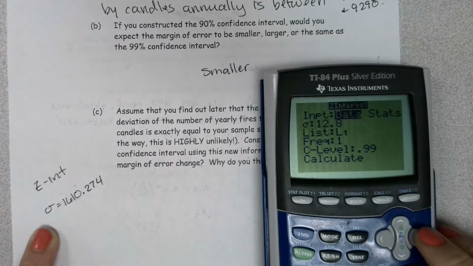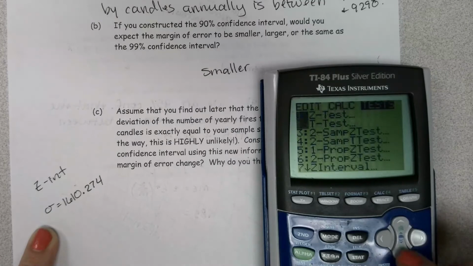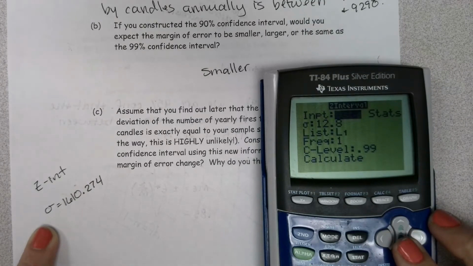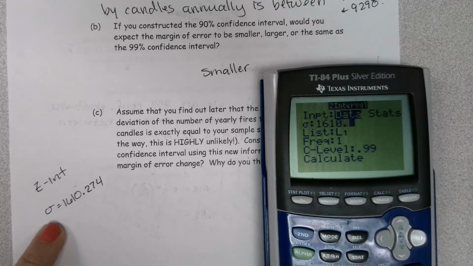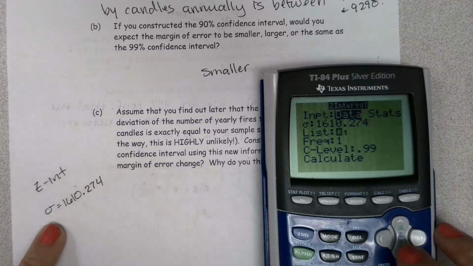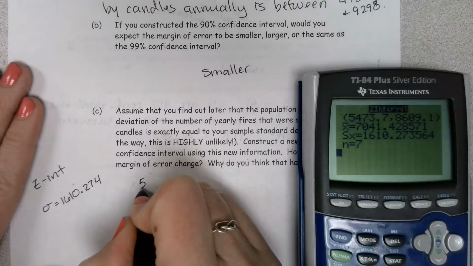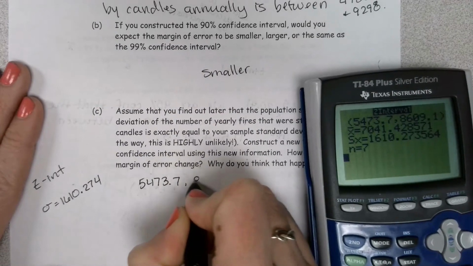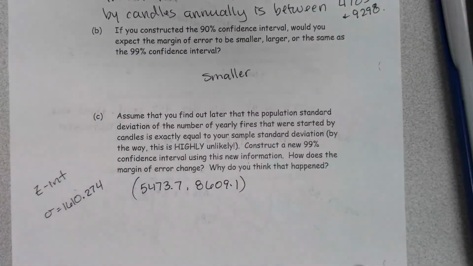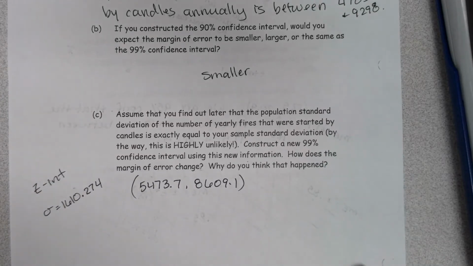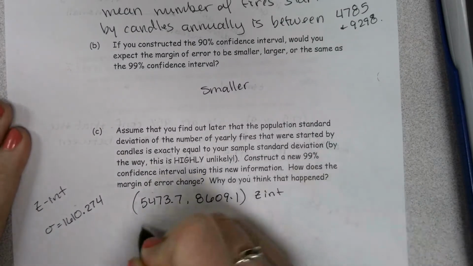So I'm going to use my data. I still have the data in there, but now I'm going to manually put in a population standard deviation, and I'm going to run this confidence interval. So what happened is I now have a confidence interval from 5,473.7 to 8,609. So this is what I got using a z interval.